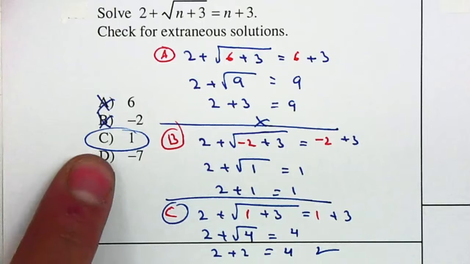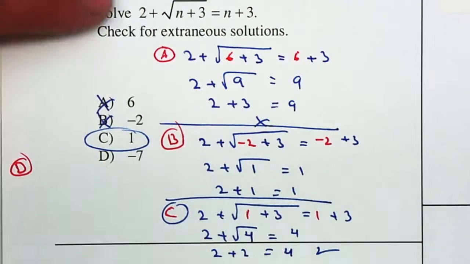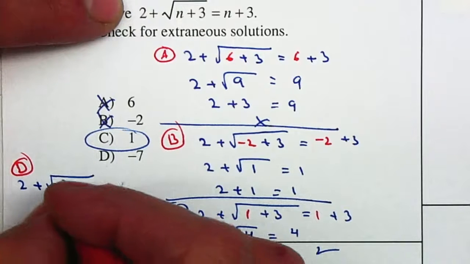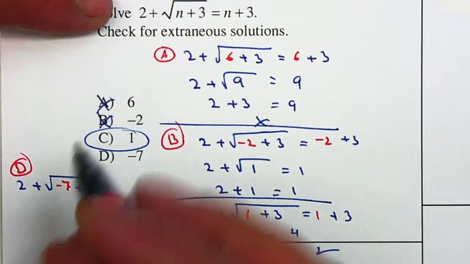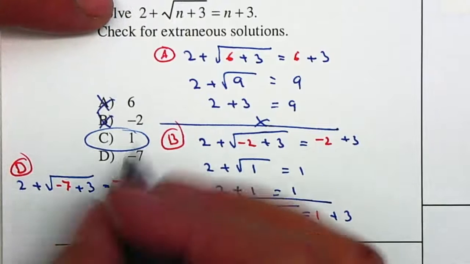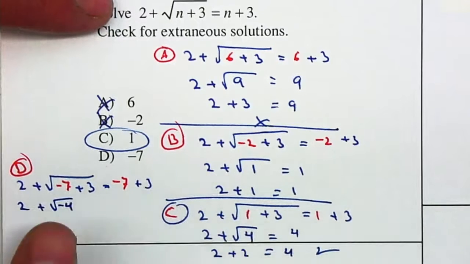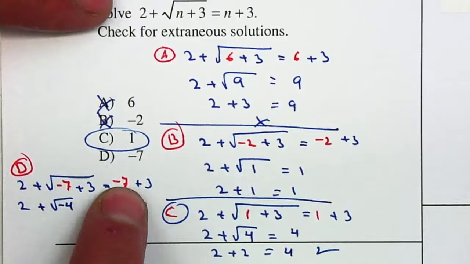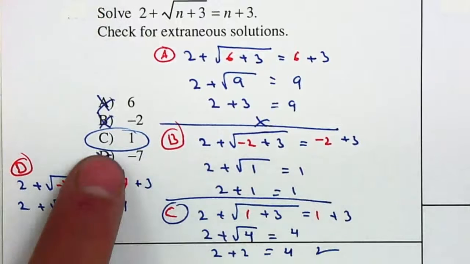Now make sure that you take the time to check letter D, just in case we have two answers. So letter D. I'll be 2 plus the square root. Instead of n, I'm going to plug in a -7 plus 3 is equal to -7 plus 3. That gives me 2 plus the square root of -4. Now remember that the square root of -4 gives me an i, so that's not going to be equal to -4. So this is not an answer. So the only answer that we have is letter C.